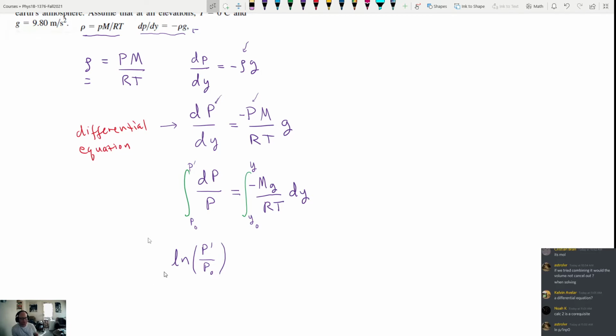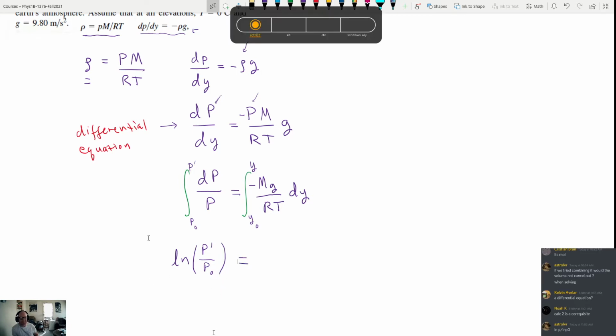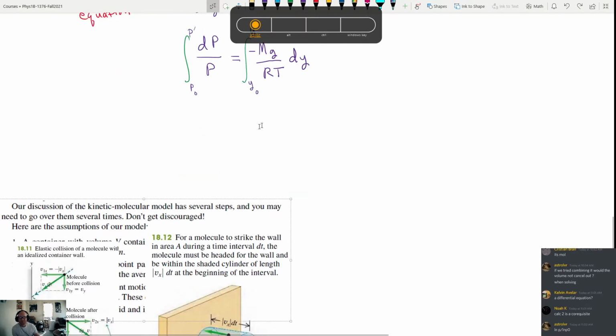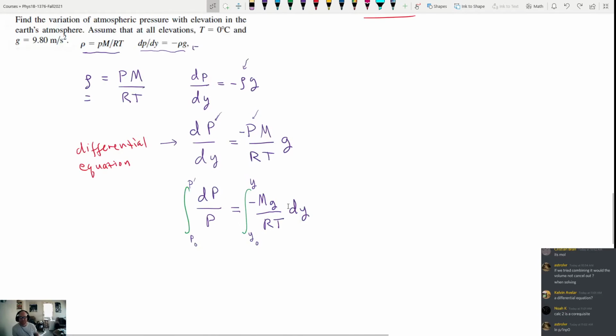That's easy to see what's going on there, right? Maybe it's not. Maybe I shouldn't skip that step. There's no reason to. All right, so what do we do here?